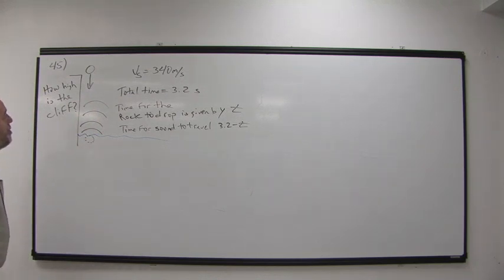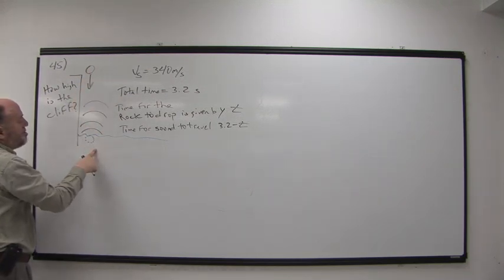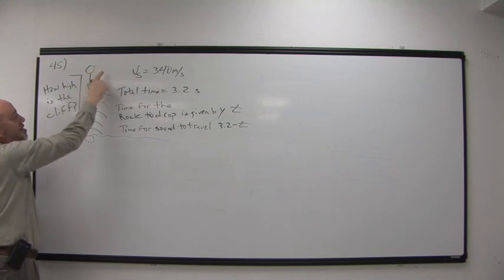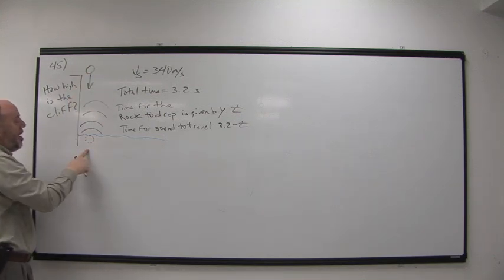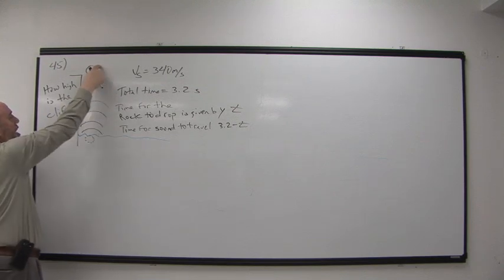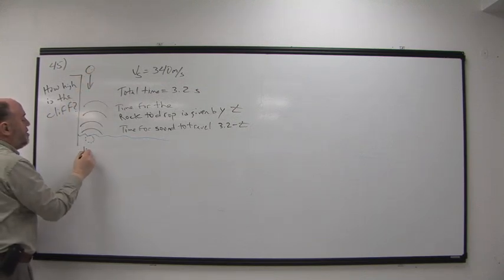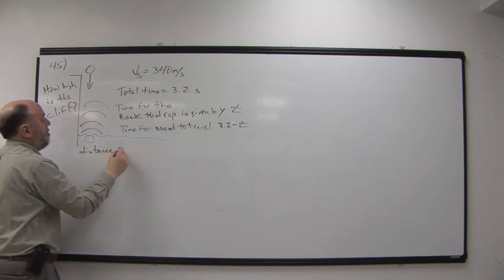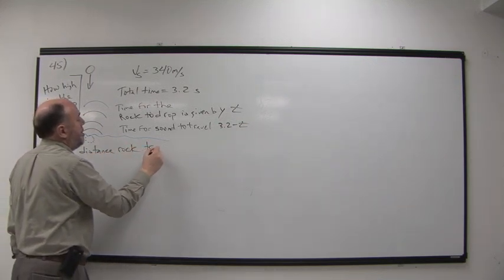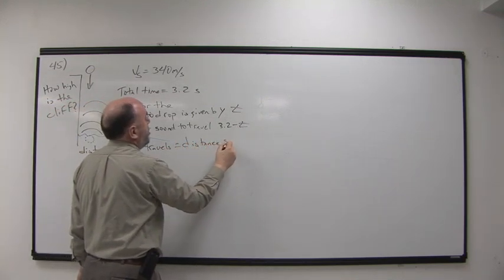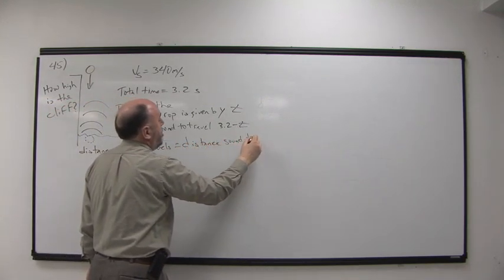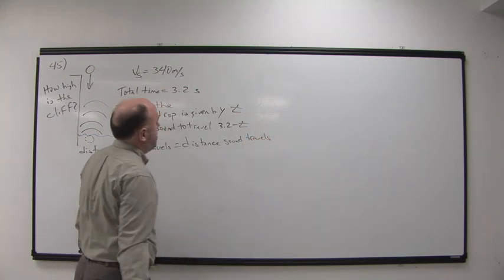So basically, this would mean that if this takes 2 seconds to hit the water, it would take 1.2 seconds for the sound to come back. And we know that the distance that the rock drops has to be equal to the distance the sound comes back. So the distance the rock travels has to equal the distance the sound travels.